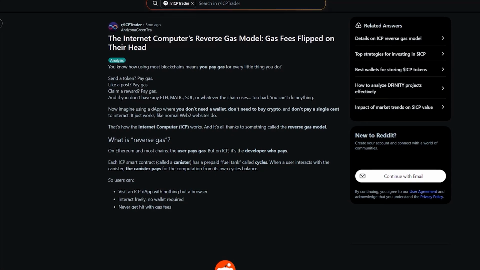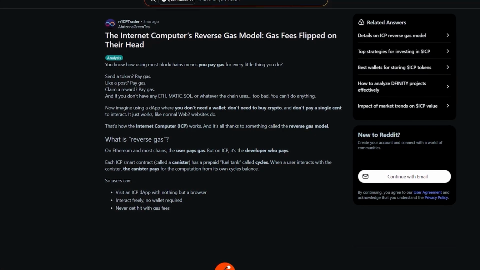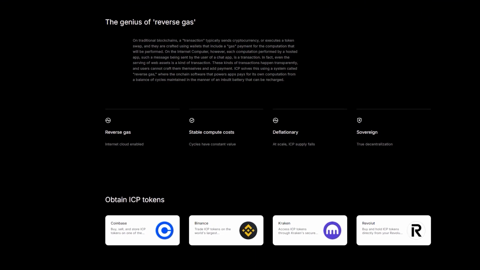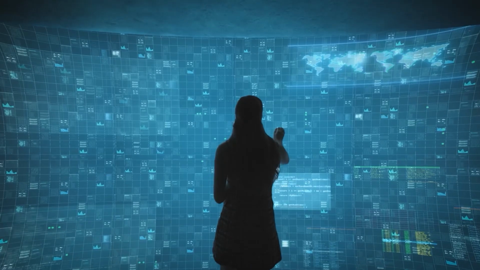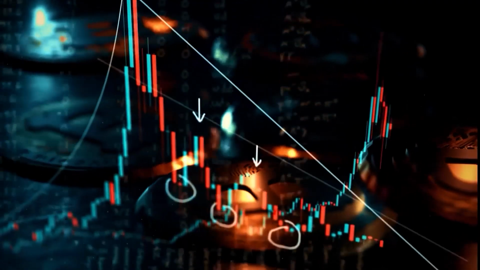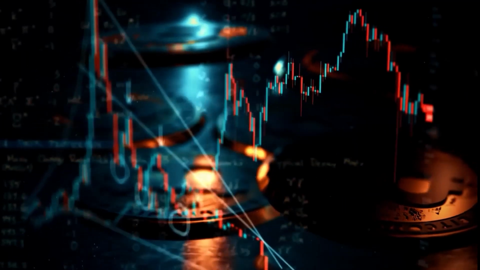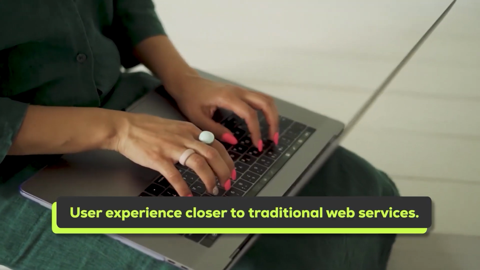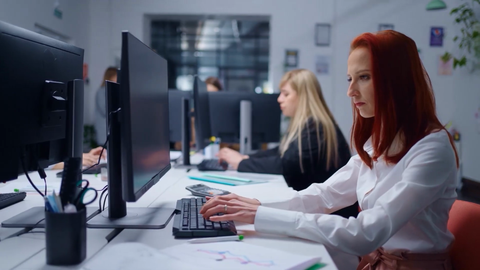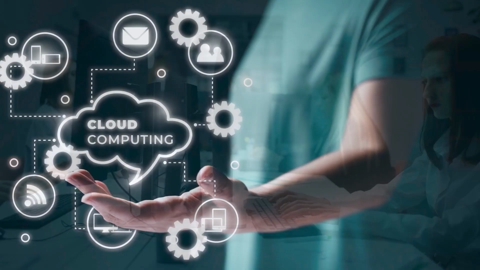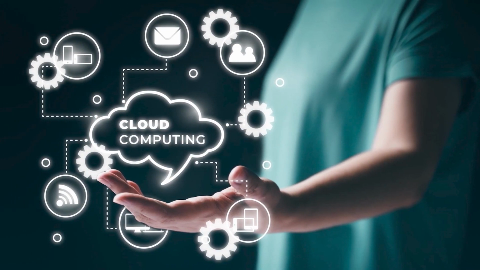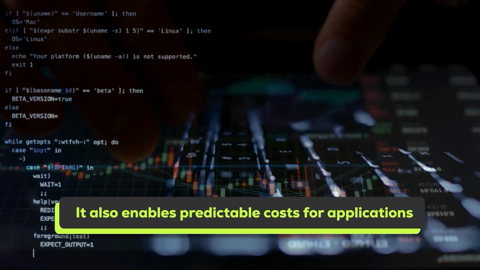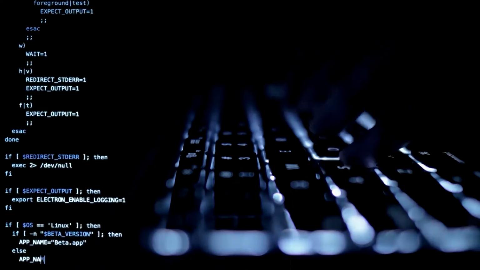ICP's model replaces traditional gas fees with a reverse gas system. Developers prepay for computation and storage using cycles, which are converted from ICP tokens. Users interact with applications without paying transaction fees directly, making the user experience closer to traditional web services. This design shifts cost responsibility to developers, similar to how companies pay for cloud services today. It also enables predictable costs for applications, which is critical for building consumer-facing platforms.